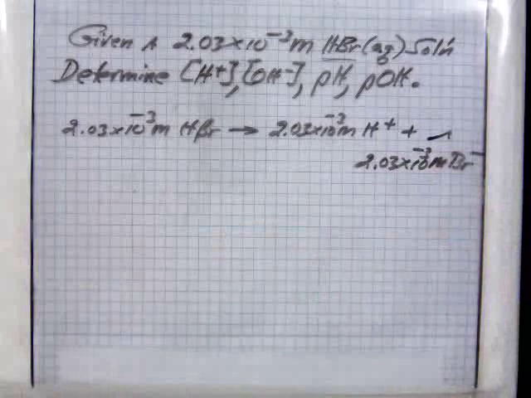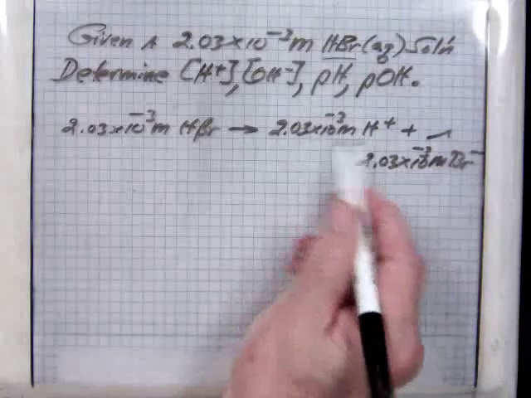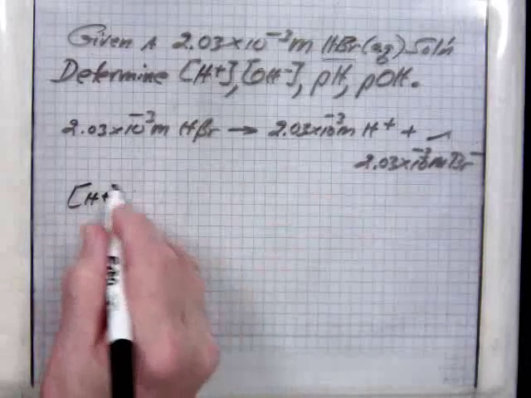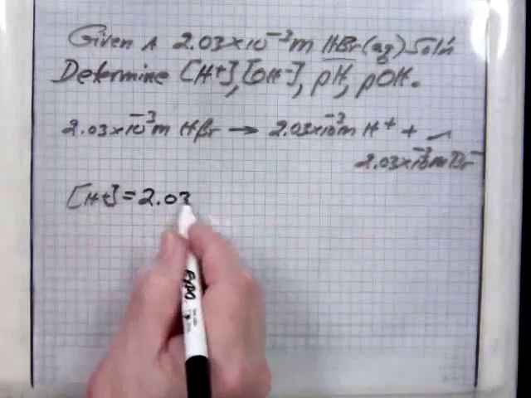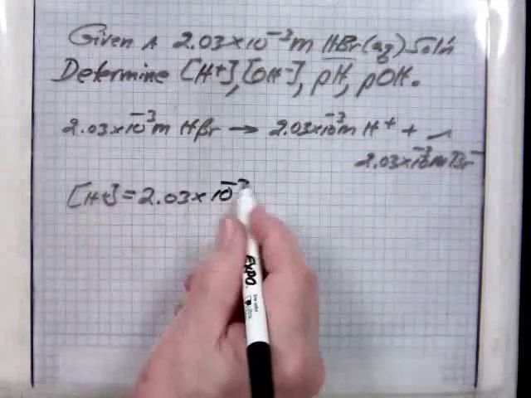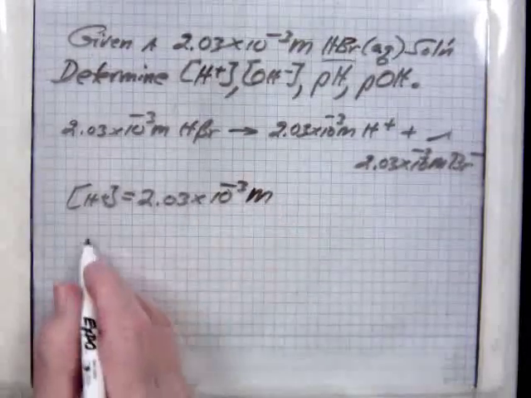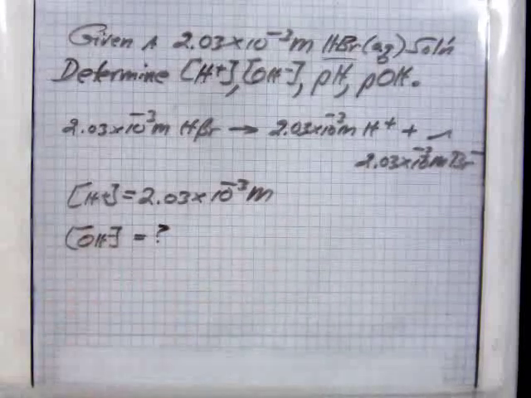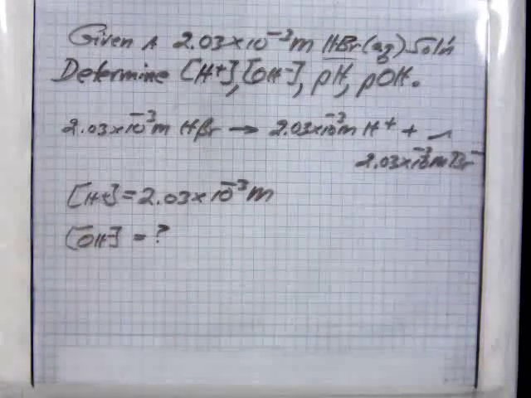Now the bromide is a spectator in all this. Our primary concern is this. So from this ionization, we can simply say the hydronium ion is 2.03 times 10 to the minus 3 molar. So now the next question is, what is the hydroxide ion concentration? Well, how do you get that? Now listen to this. Since it is a strong acid, you can go direct to the KW expression for water.